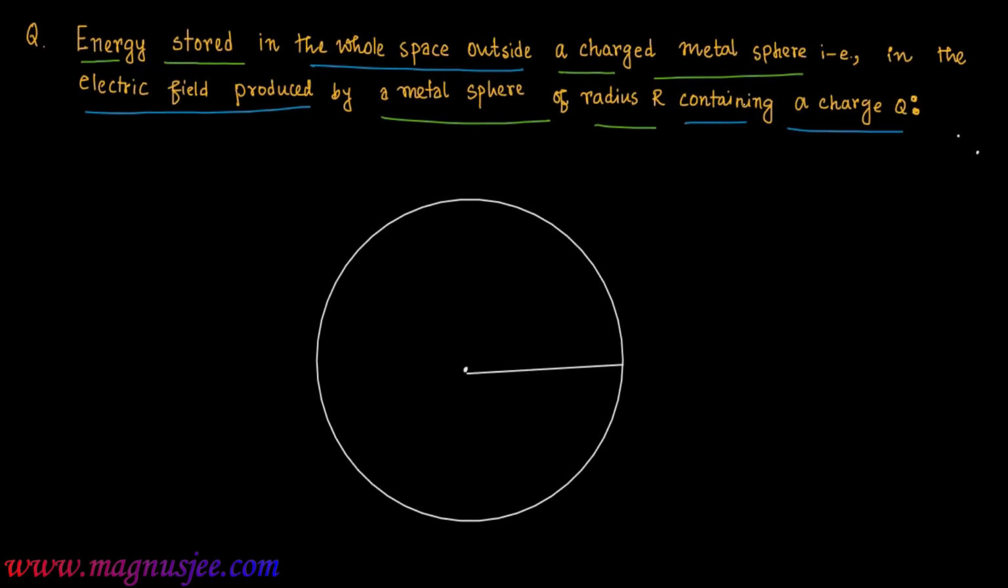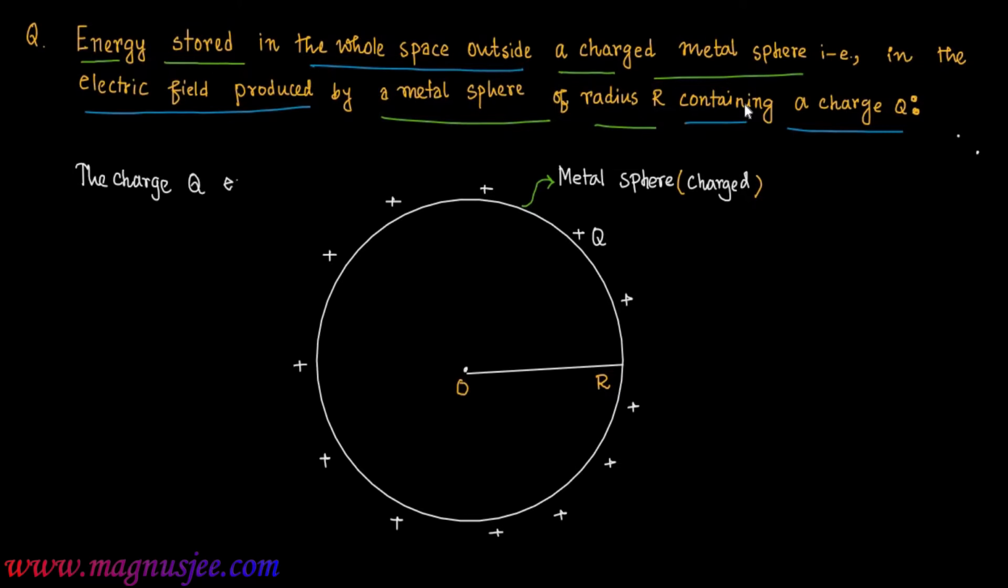This is a charged metal sphere. O is the center of the sphere. The positive charge plus Q is uniformly distributed over the surface of this charged metal sphere, and no charge exists inside the space of the sphere.